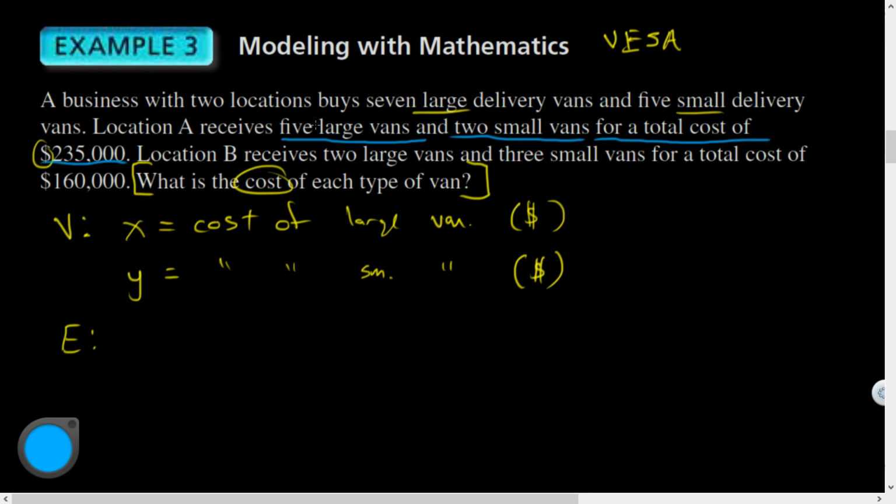Let's see. 5 large vans. So the number of vans multiplied by the cost of large vans, that's going to be how much money that location spent on large vans. Plus 2 small vans. Okay, so 2 is the number of them, multiplied by the cost of them, and the total cost they spent was $235,000.